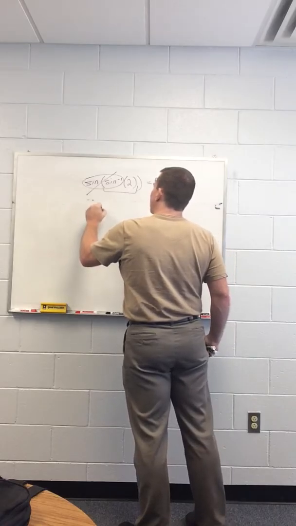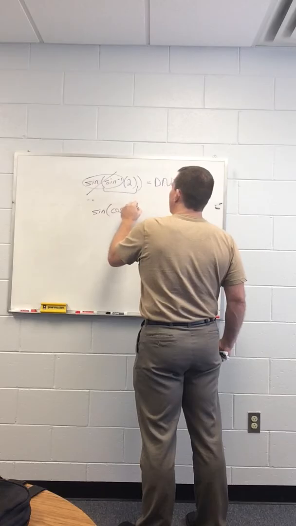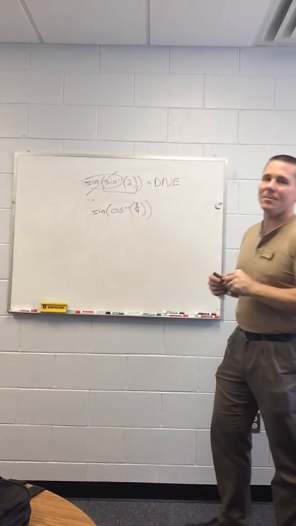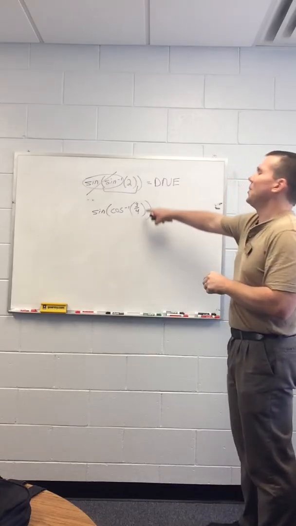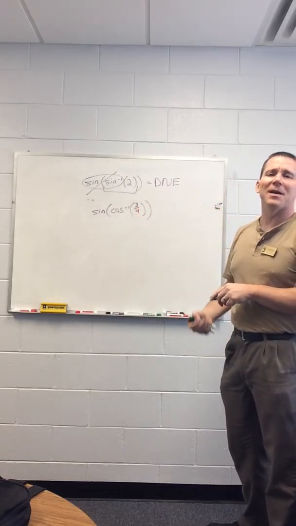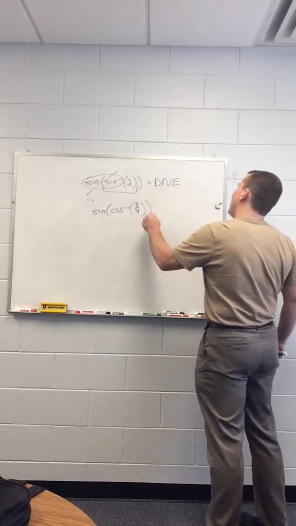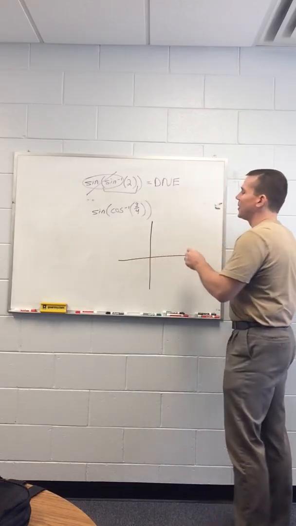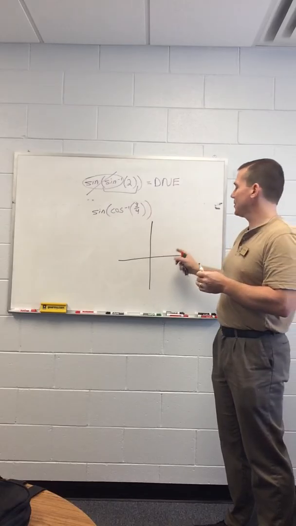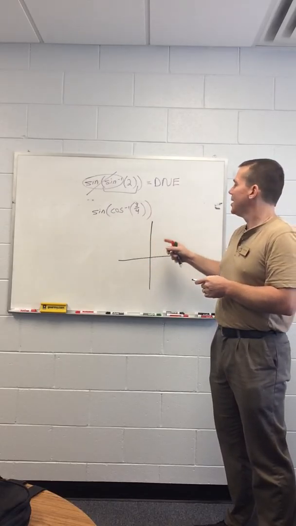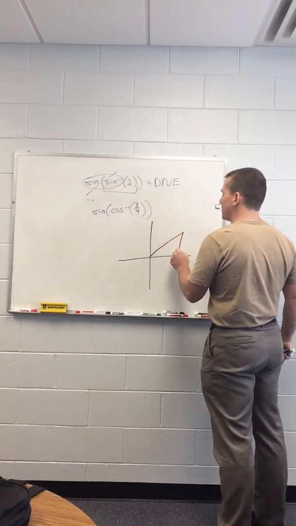The last one. Suppose we have sine of cosine inverse of 3/4. Well, let's see. I don't know any angles off the top of my head that gives me a cosine value of 3/4. So don't worry about it. Draw a triangle. Triangles solve a lot of things. Where is cosine inverse positive? Cosine inverse is defined in the first and second quadrant. Cosine is positive in the first quadrant. So, draw a triangle in the first quadrant.